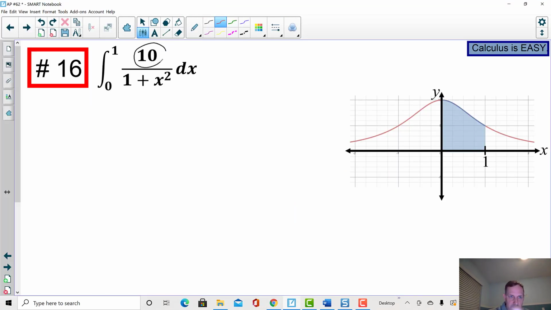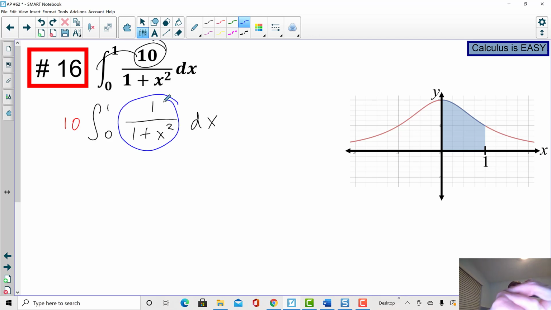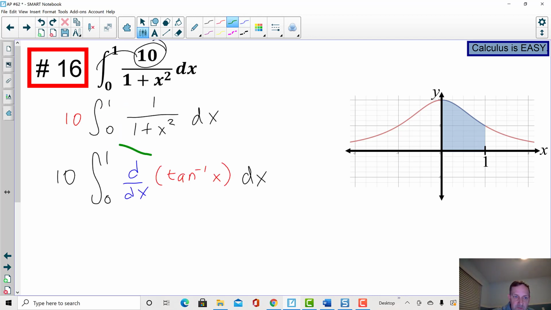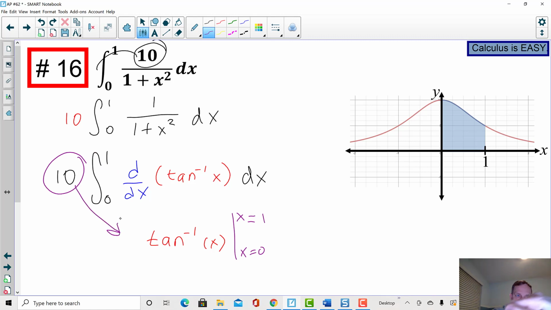All right, for this example, I'm going to take the 10 outside. Then we want to write this as the derivative of some function. And remember, these two things kind of cancel. So you're just going to be left with tangent inverse of x. But we do need to evaluate it from 0 to 1. Don't forget to bring down your constant.